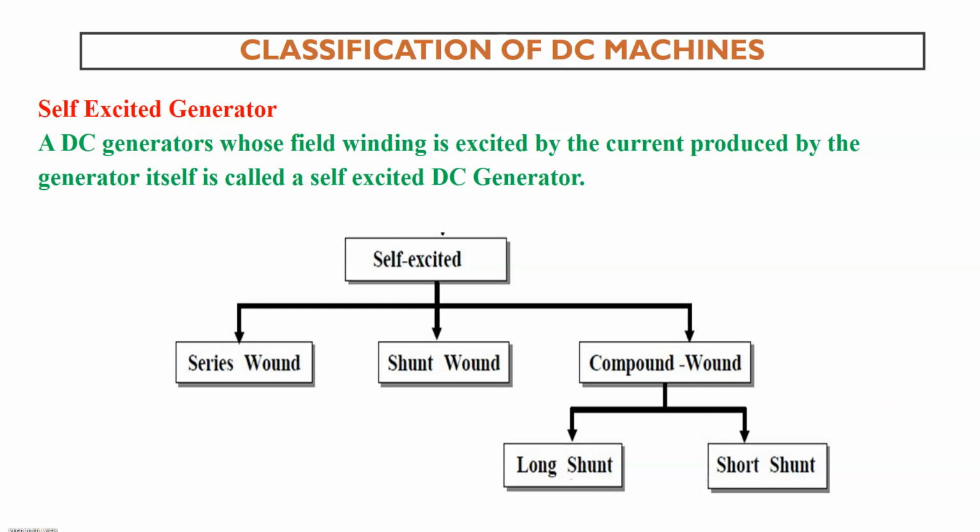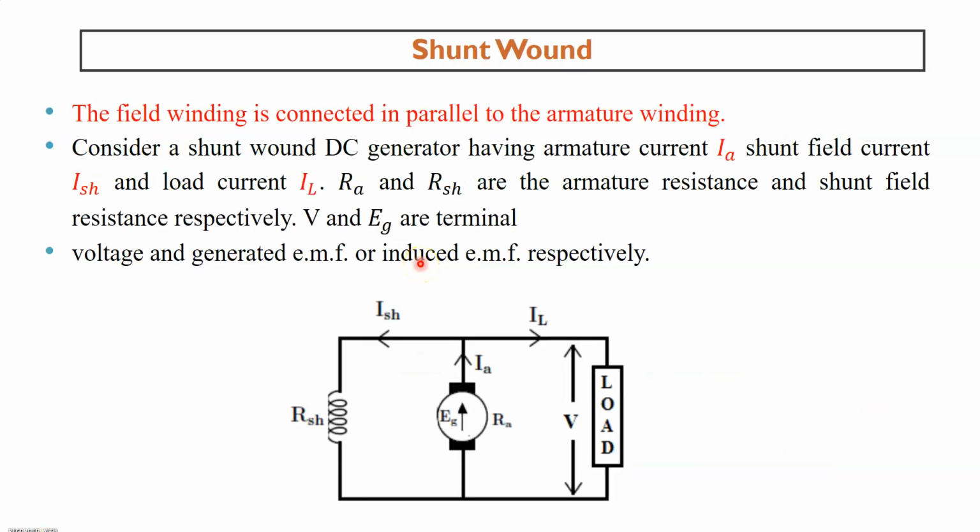First of all, the shunt wound DC generator. Shunt means parallel. So a parallel connected generator is called a shunt wound generator. In a shunt wound generator, the field winding is connected in parallel with the armature winding. So this is the field winding and this is the armature winding. RSH is the resistance of the field winding and RA is the resistance of the armature winding.